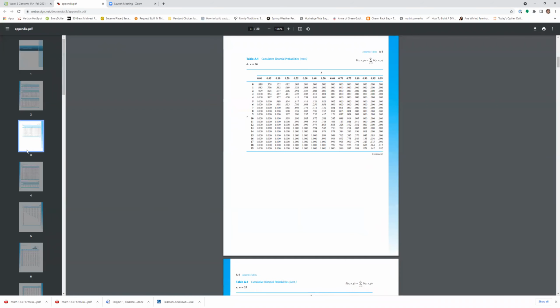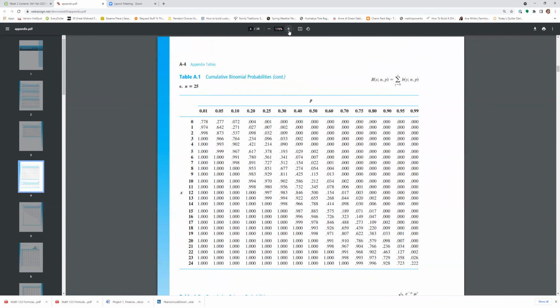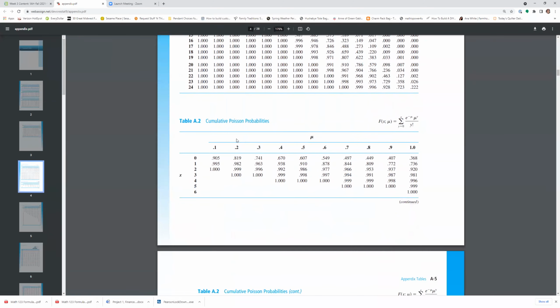And let me get to the right one. The cumulative binomial. So it starts right here, which is hard to see. Cumulative Poisson probabilities. It's a summation from 0 to x of e to the negative mu, mu to the y, and then over y factorial. So we're summing from y up to our x. So that's why it's accumulating, okay?